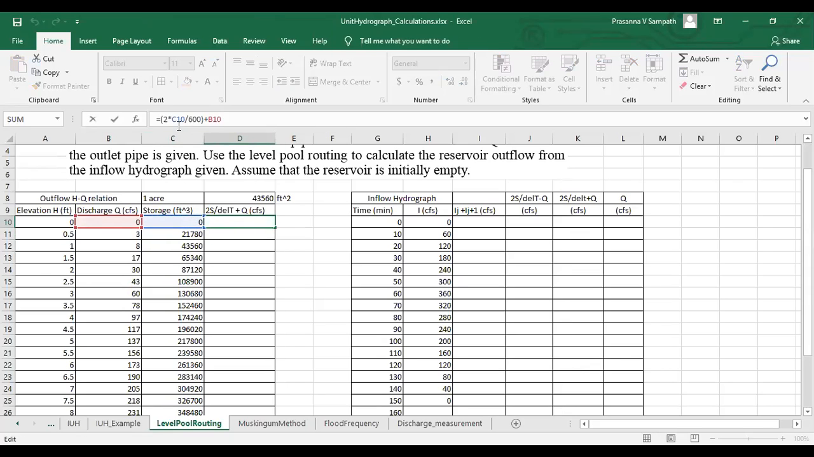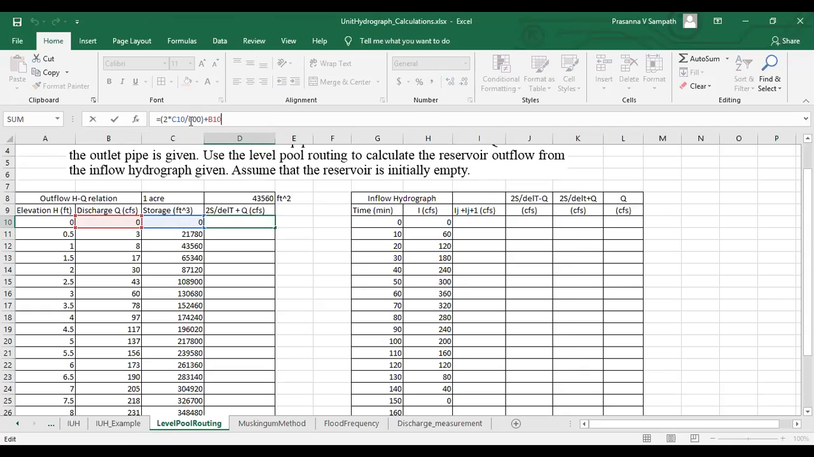So I do 2 into C10. C10 is the storage, divided by delta T. Delta T is 600 seconds. Why have I used 600 seconds? Can anybody see why I've done that? The answer is right there in front of you.